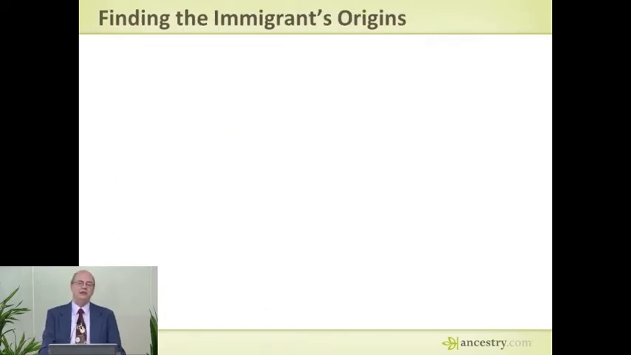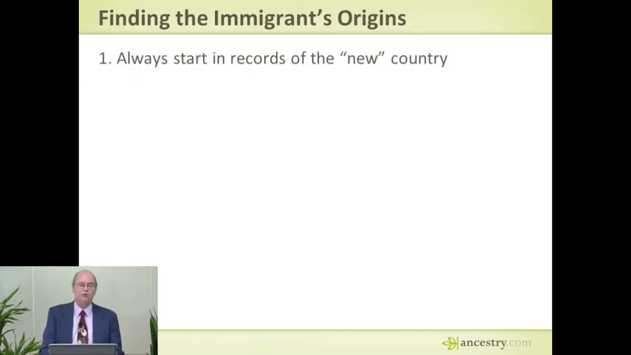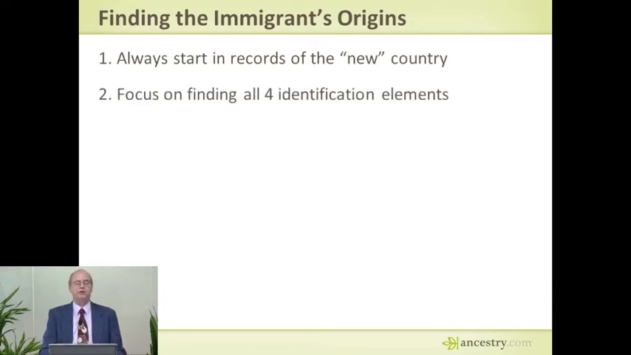So as we proceed along the path of finding an immigrant's origin, there are several rules. We're going to go through each of these rules briefly and then in just a little bit more depth before we get into some of your questions. First rule is always start in the records of the new country. Start where the immigrant came to. That's where you're going to find more records, and that's where you already know more about the immigrant.